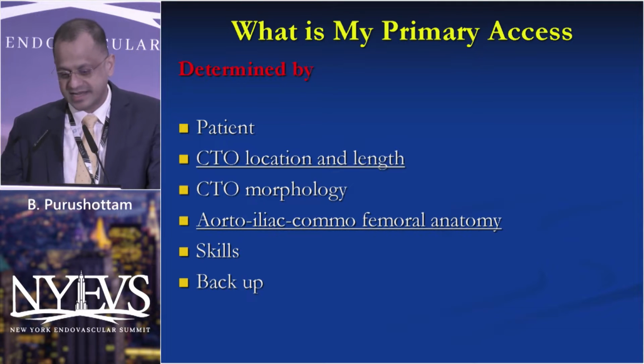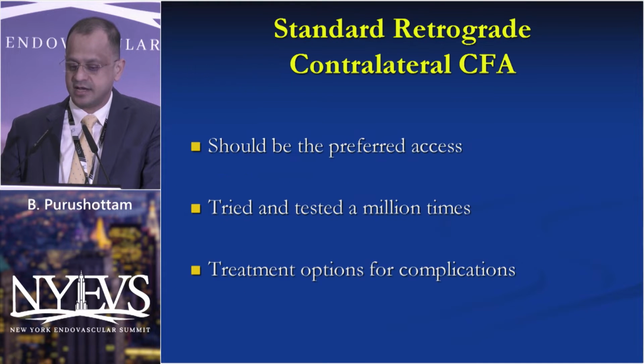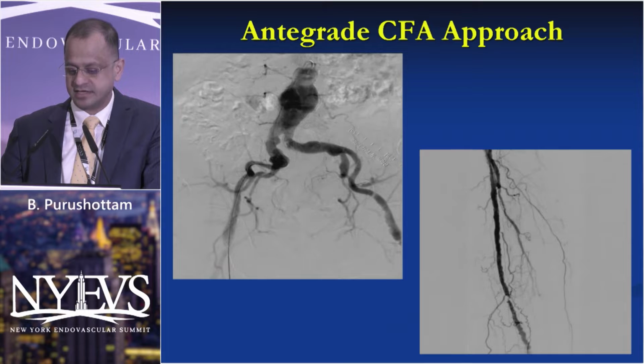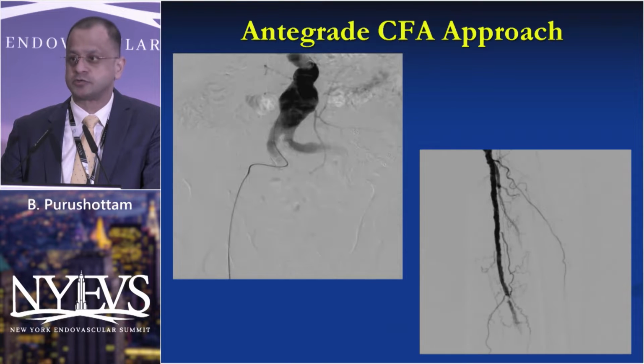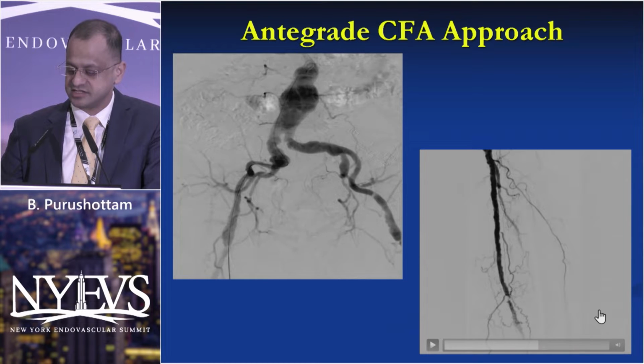So the key things when I decide where my primary axis will be depend on where the CTO is located, what's the length of it, and also what does the aortoiliac and the common femorals look like. Now, common femoral is time-tested. There've been millions of cases. Yes, there are complications, but again, this should be the preferred route of intervention. So here's a case in an elderly patient, very tortuous aortoiliac, very calcified, and we decided to go antegrade in this patient.